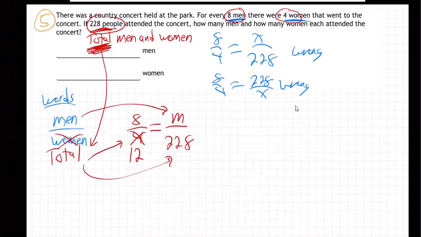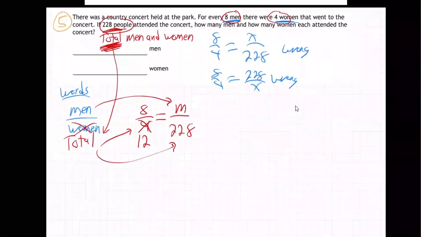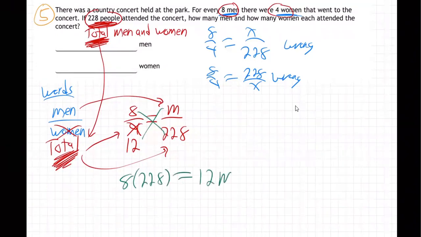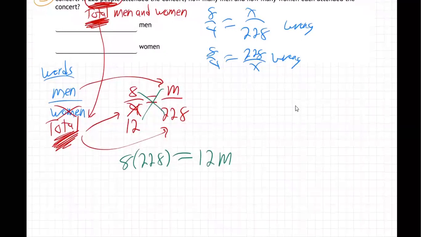Now I can solve it. The total down there is 12 because 8 plus 4. So when they give you the total number of people, like 228 is the total, you've got to put total in your denominator. Let's cross multiply and finish this one up. Diagonal, diagonal. 8 times 228 is 12 times M for men. Use your calculator. I'm getting 1824 equals 12M, divided by 12.